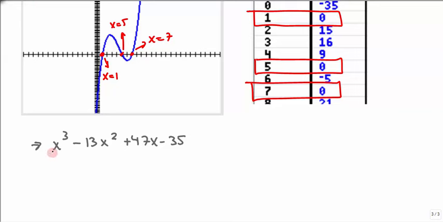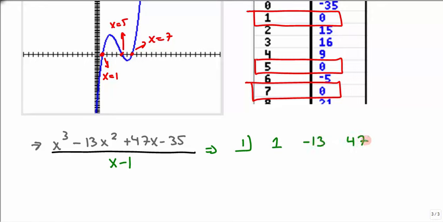Well, if 1 is a 0, that tells me that x minus 1 must have been a factor. So 1 is a 0, which says that x minus 1 is a factor. Then I can use synthetic division on this. Well, x minus 1, I do the opposite. And then I write out my coefficients, 1, negative 13, 47, and negative 35. I always write my powers up above just to remind me x cubed, x squared, x, and constant.